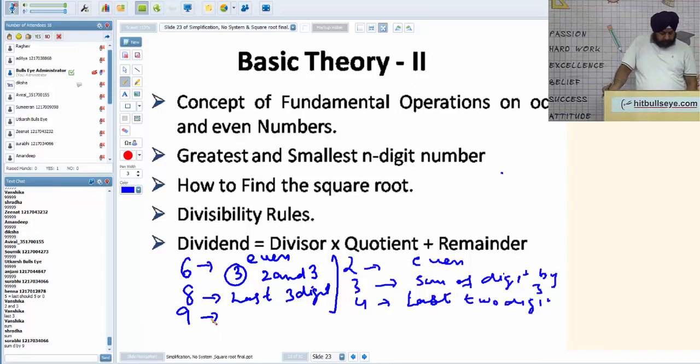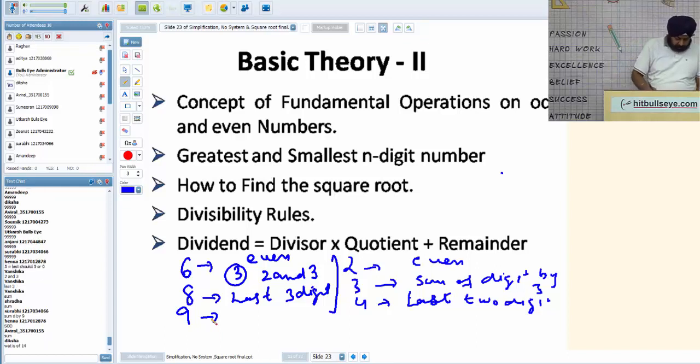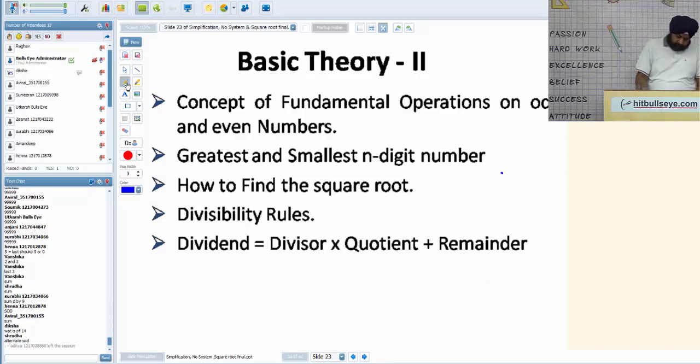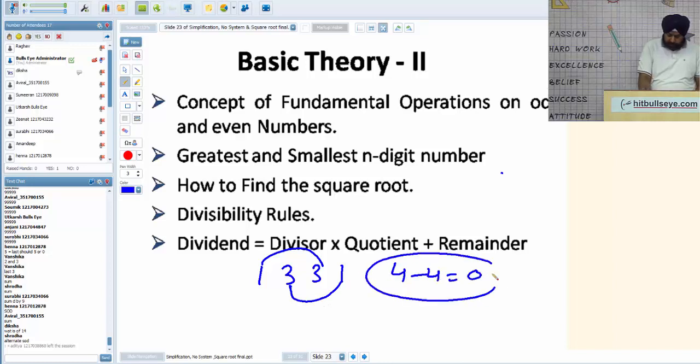I hope you understand the basic concepts of divisibility. SOD, sum of digits. If I ask the divisibility of 11, alternate sum of digits. Yes, Shraddha, 1, 3, 3, 1. First and third place sum is 4, second and fourth place sum is 4, 4 minus 4 is 0. So this number is divisible by 11. The difference of the sum of digits at odd places and even places should be 0 or a multiple of 11.